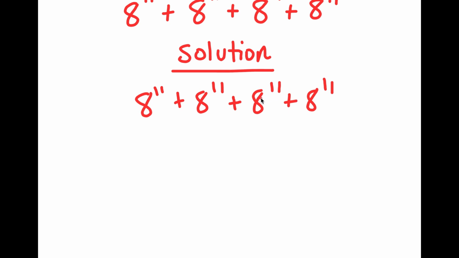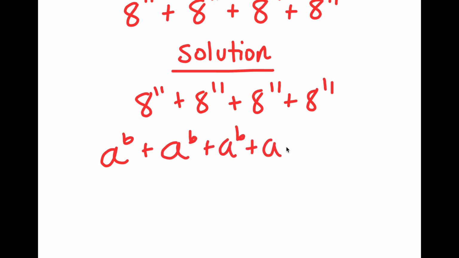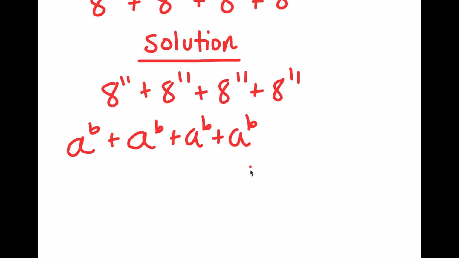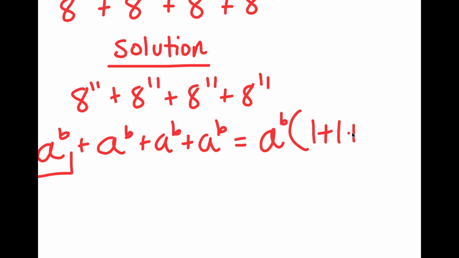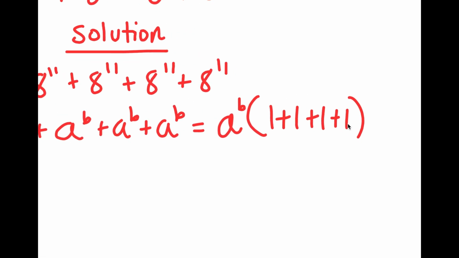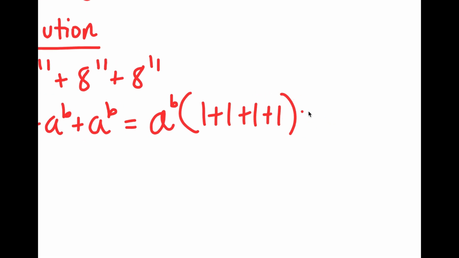So because I have the same term added to itself 4 times, what I can do is think of 8 as a and 11 as b. And this is adding to itself 4 times. And all I have to do is factor out this term. So if I factor out this term, I get a to the power of b times 1 plus 1 plus 1 plus 1. And 1 plus 1 plus 1 plus 1 is 4. So I get 4 times a to the power of b.